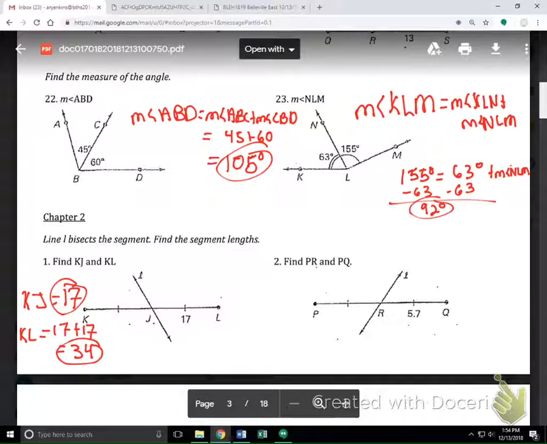The same idea is being applied to the next one. We see that we have RQ, which is 5.7, which means that RP is how much? 5.7. Has to be 5.7, which means that PQ is equal to 5.7 plus 5.7, which is going to be 11.4. I'll take it. That's pretty good. Any questions on this slide?